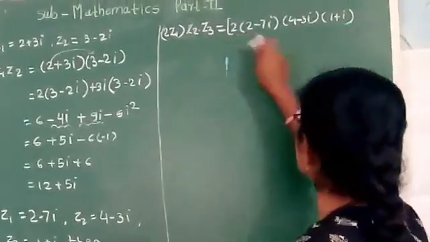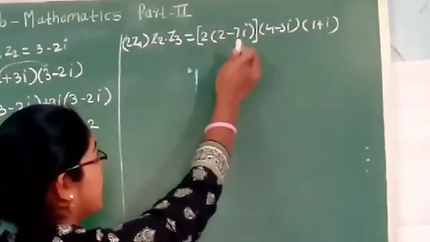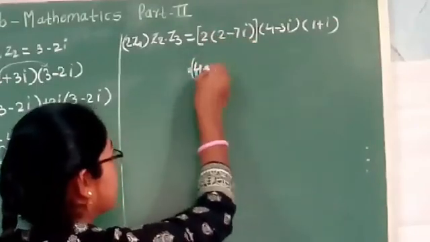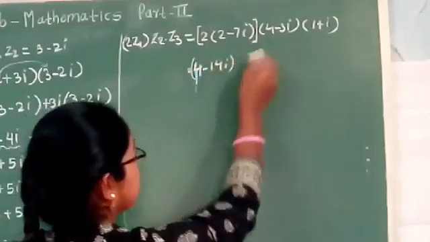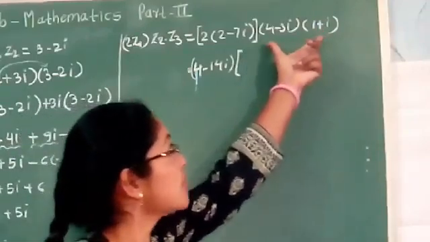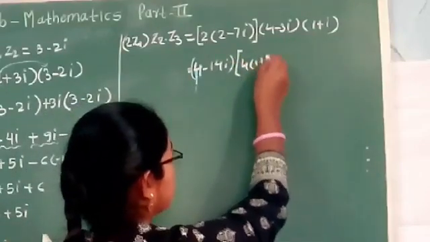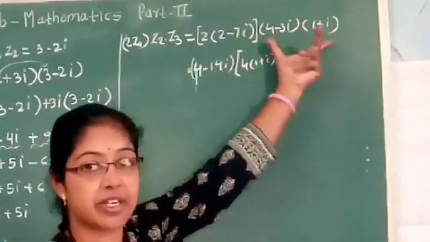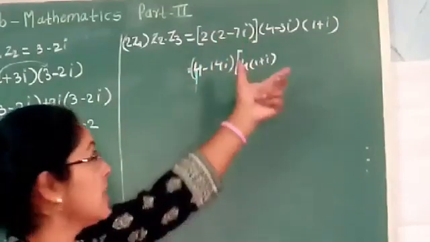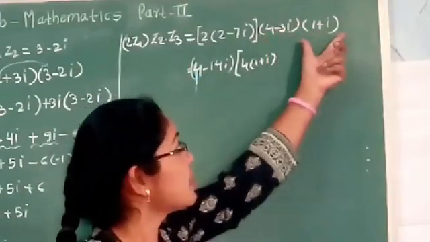2 into z1: we multiply this 2 by the whole bracket. 2 into 2 is 4, 2 into minus 7i is minus 14i. Then we take the multiplication of the next two complex numbers. Here it is scalar multiplication: 2 multiplies the whole bracket. Now 4 is to be multiplied with the next whole bracket.